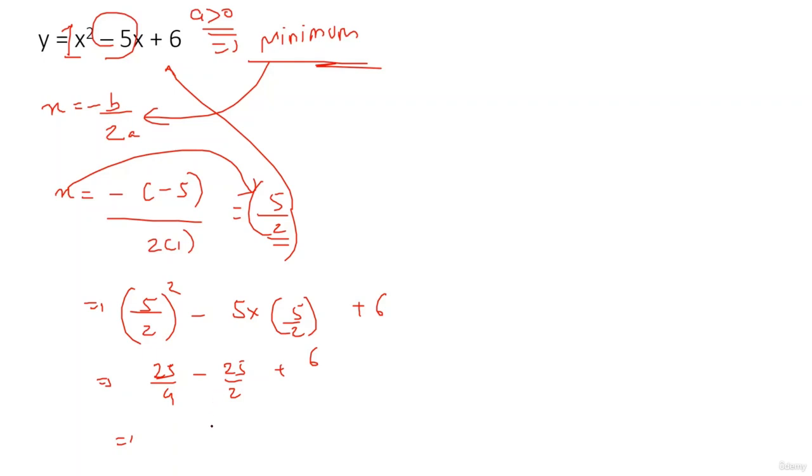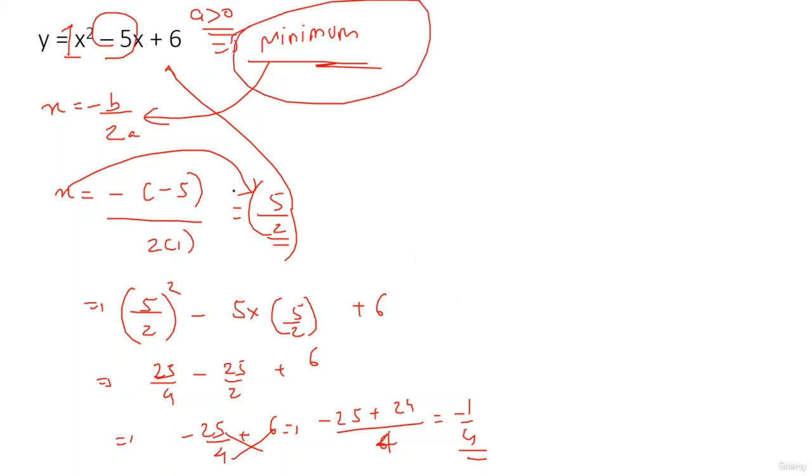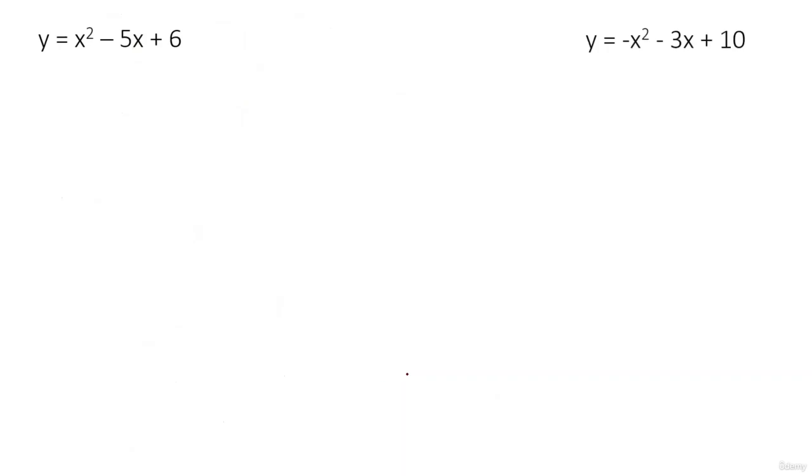Whatever suits you ultimately. It will be 25 by 4 plus 6, cross multiplying, you have minus 25 plus 24 divided by, sorry, divided by 4. This is minus 1 by 4. So very clearly we can say that the graph has a minimum value, and that minimum value happens when x equal to 5 by 2, and that minimum value is minus 1 by 4. Okay, let's solve one more question, guys, based on this.